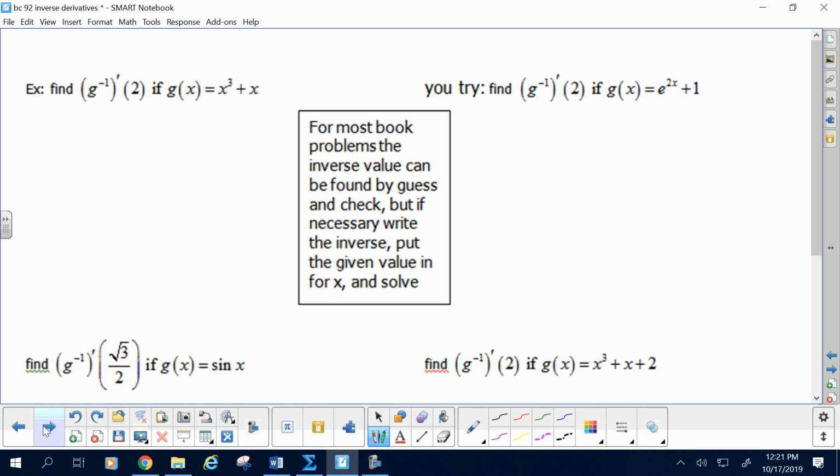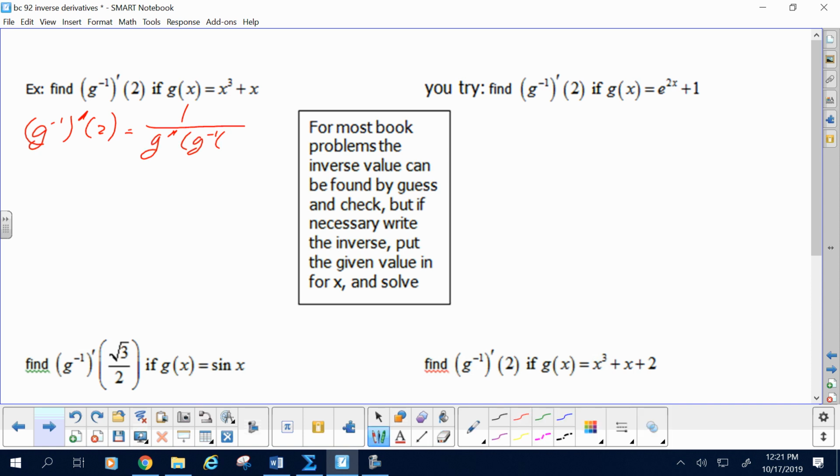So say I have G inverse prime at 2 is what I'm looking for, and I give you that G is x cubed plus x. Now, students like to do implicit here, and that's definitely not the way to go. Instead, say the derivative of the inverse is 1 over the derivative of the normal function at the inverse of 2.